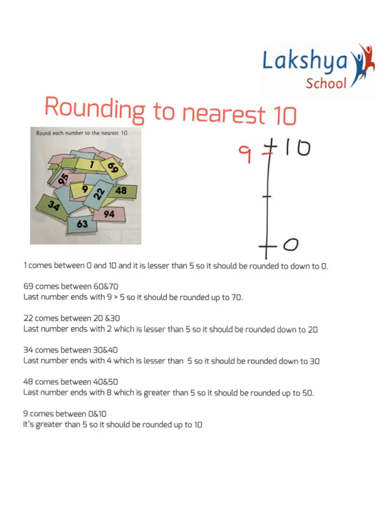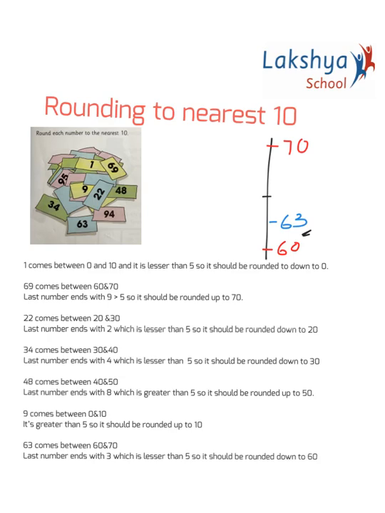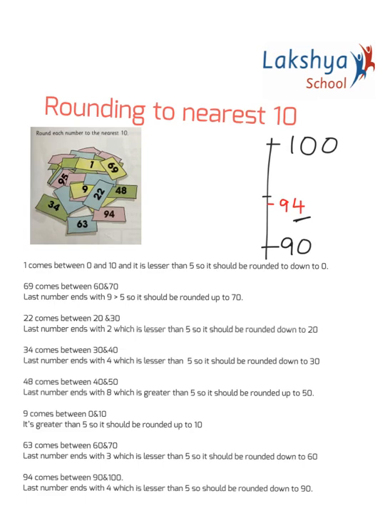9 comes between 0 and 10. It is greater than 5. So, it should be rounded to 10. 63 comes between 60 and 70. The last number ends with 3. So, it should be rounded down to 60. 94 comes between 90 and 100. And the last digit is 4, which is lesser than 5. So, it needs to be rounded to 90.